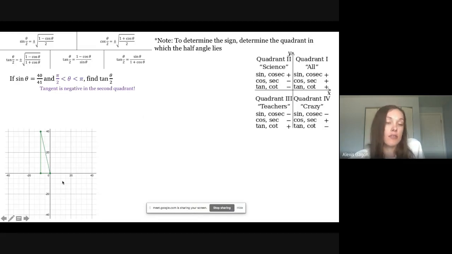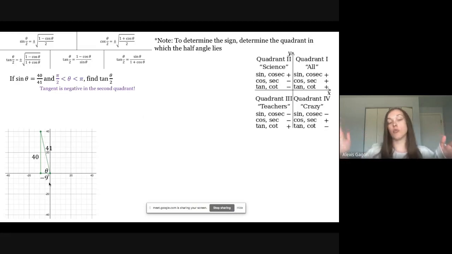And then to fill out this triangle, well, here's theta. Opposite is 40. Hypotenuse is 41 because sine is opposite over hypotenuse. If you use the Pythagorean theorem here, so you have to use the Pythagorean theorem a lot with these, you're going to get that this measure right there is 9. And it's negative 9 because we went back into the second quadrant. So you went negative on the x-axis, which makes that negative.